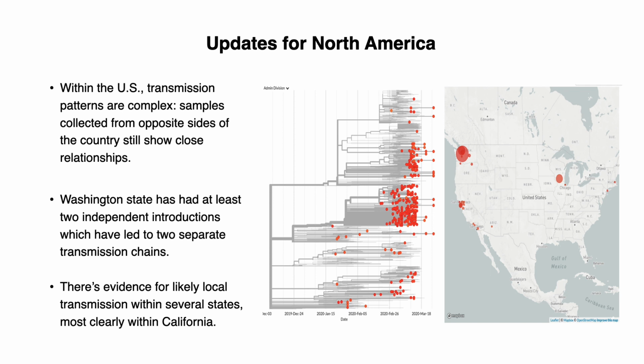Now, let's talk about updates in North America. Within the US, transmission patterns are complex. Samples collected from opposite sides of the country still show close relationships. Washington State has had at least 2 independent introductions, which have led to 2 separate transmission chains. There is evidence for local transmission within several states. This is clearly seen within California.